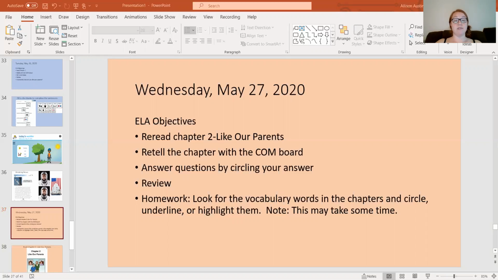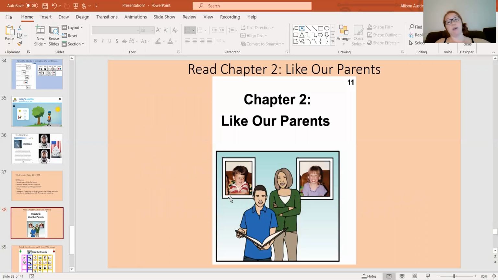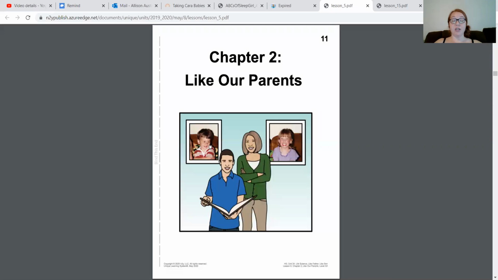So our first objective is we are going to reread chapter 2. So in your packet, if you picked it up, you're going to find chapter 2, Like Our Parents. And I am going to read a different version than you have. Yesterday, I read the version you have in your packet. Today, I'm going to read the version with a little bit more information for our more fluent readers.